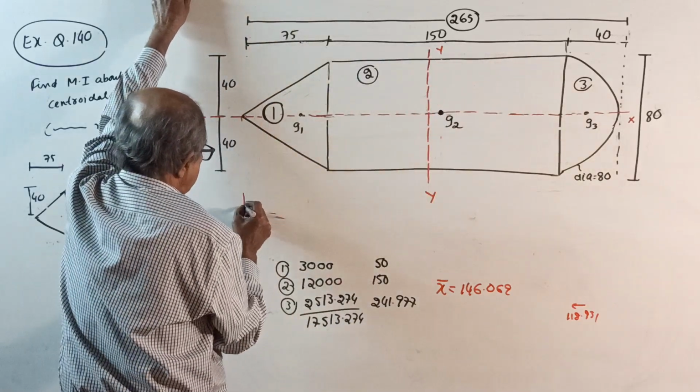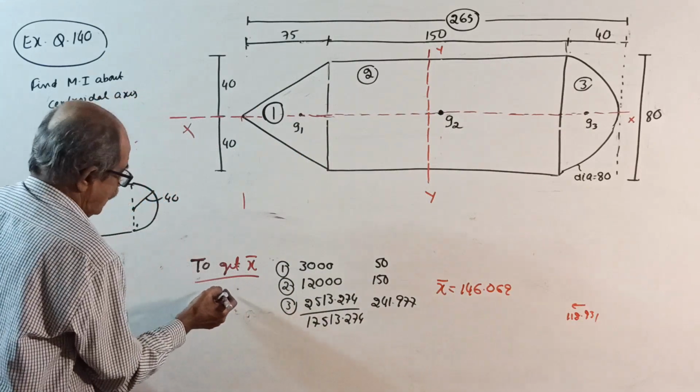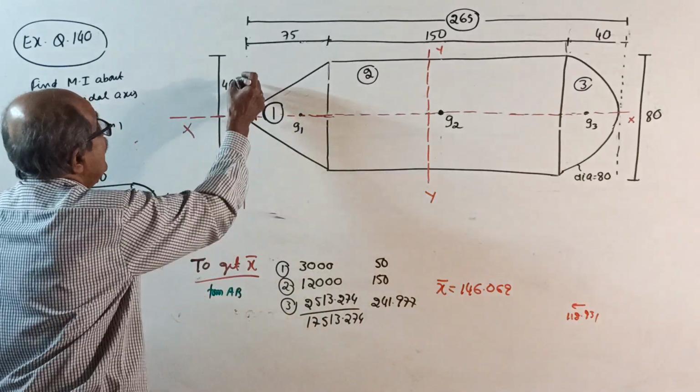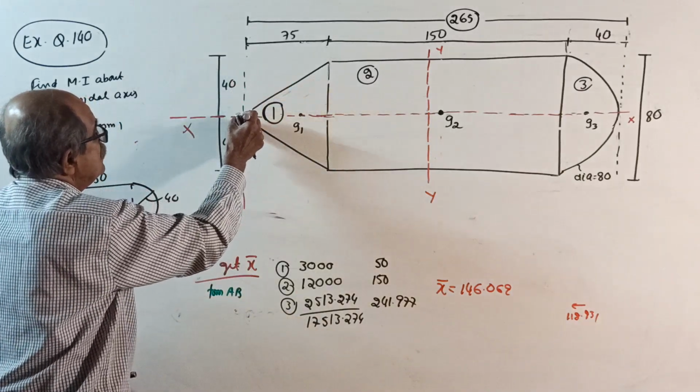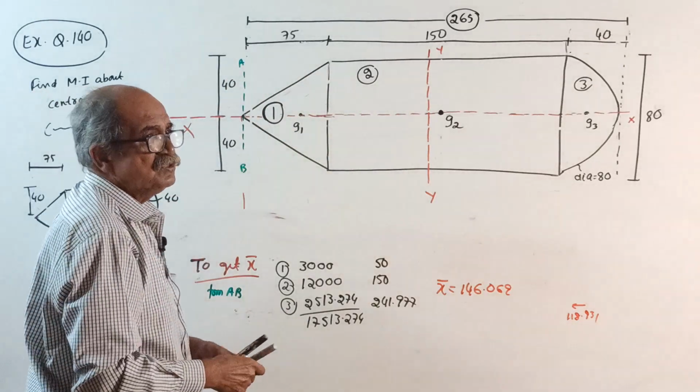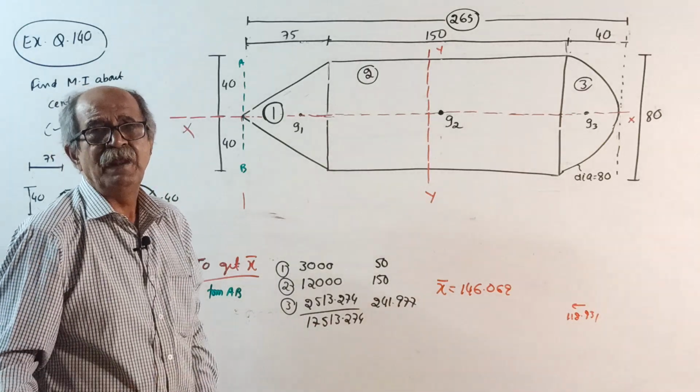From here, x bar from where? You do one thing: x bar from the AB line. This time, the reference lines are not required, just one reference line required here, say AB. If x bar and y bar both are required, then you go for the two reference lines.